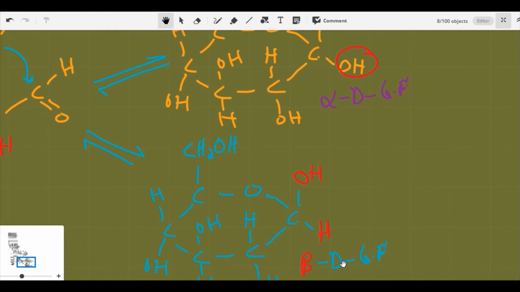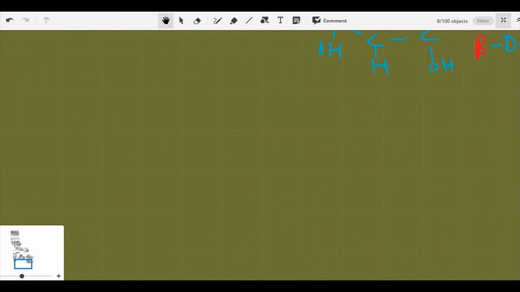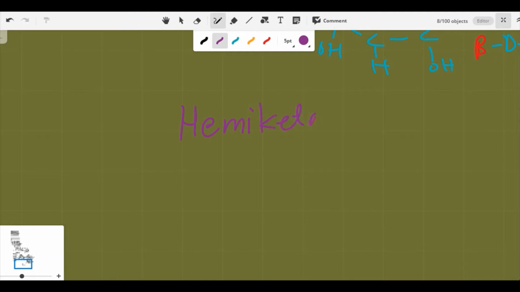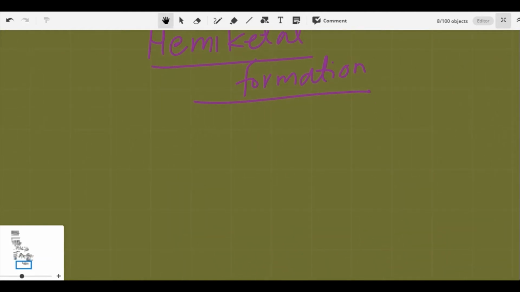Okay, so the configuration of glucose is conventionally represented either by Fischer formulas or by Haworth projection formula. So that is for the aldehyde case. Now in case of ketone or hemiketal formation, same here, the ketones can react with the alcohols to form hemiketals.